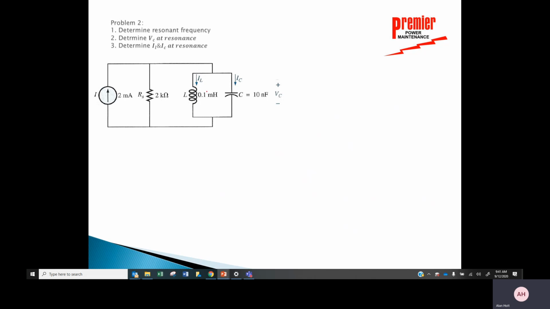What's the resonant frequency? Well, resonant frequency is 1 over 2 pi square root of LC, 1 over 2 pi square root of 0.1 times 10 to the minus 3 times 10 times 10 to the minus 9th.